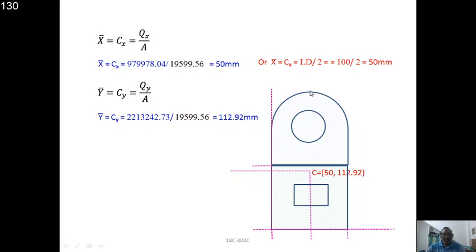I already said that it is symmetrical about the axis parallel to y axis. Hence, x bar is easy to get, it is LD by 2. The same thing has been represented as per your reference. And y bar is calculated from the values obtained from the tabulation. Therefore, it is 122.92. The same has been represented in this as a centroid. So, this is how the hollow areas have been solved for determination of the centroid.